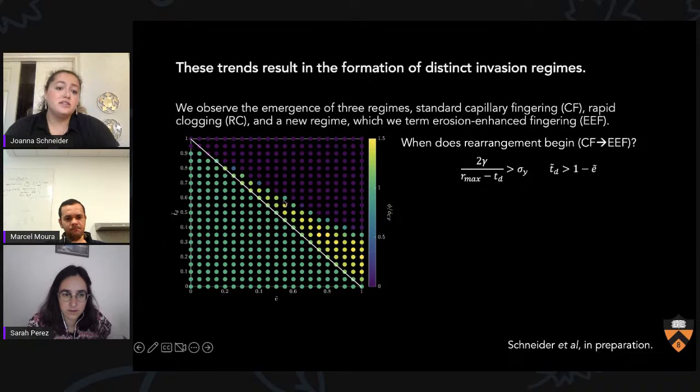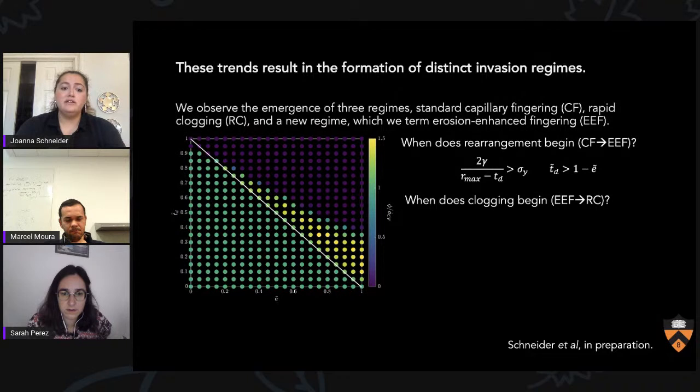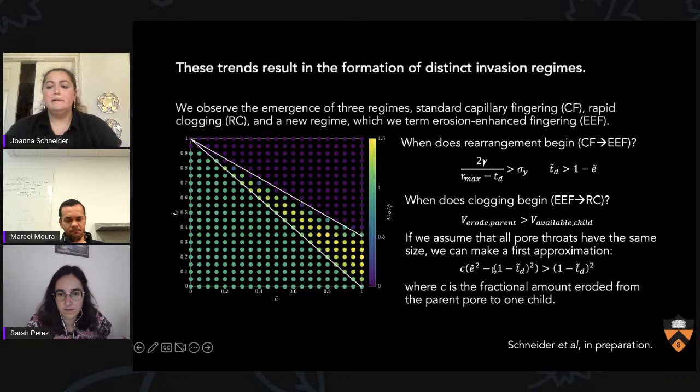We have another boundary here between erosion-enhanced fingering and rapid clogging. To determine that transition, the same logic follows. We ask another simple question: when does clogging begin? Simply put, when the amount eroded from a parent pore exceeds what its children, or connected pores, can take, they'll start to get clogged. The math here becomes a little trickier because we have a distribution of pores. But as a first approximation, if we assume that all of the pores have the same size and everything expands out radially, we can simplify the math and come up with an upper limit for where we're going to see that erosion-enhanced fingering regime. That winds up being this expression here. For the networks that we've looked at here, which have a fairly narrow uniform distribution of pore sizes, this first approximation works reasonably well.